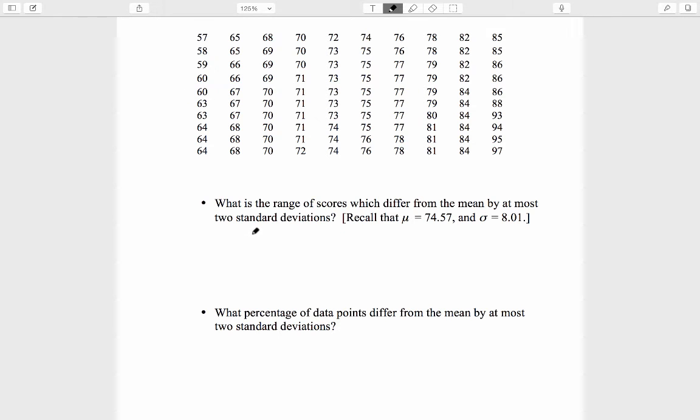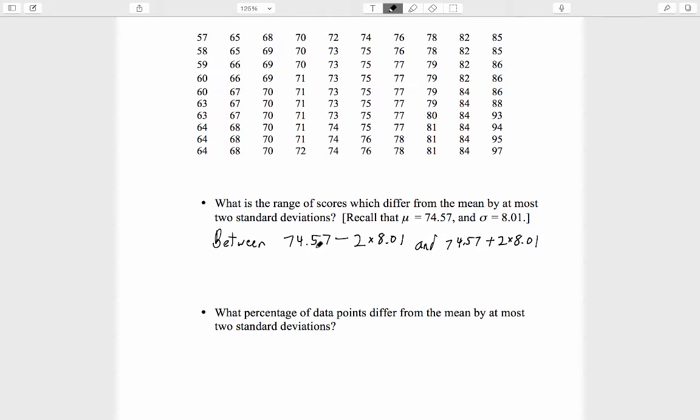What is the range of scores which differ from the mean by at most 2 standard deviations, at most 2 copies of sigma? These are scores falling between a lower bound of 74.57 minus 2 copies of 8.01 and 74.57 plus 2 copies of 8.01.